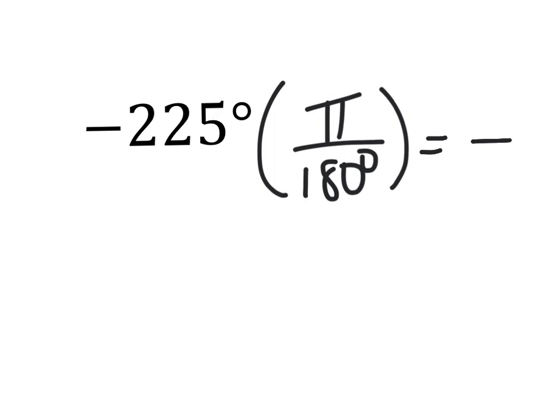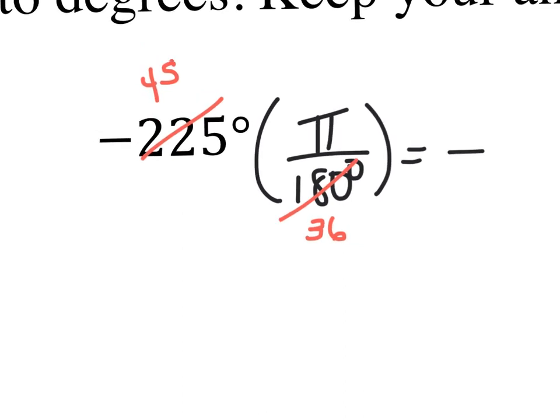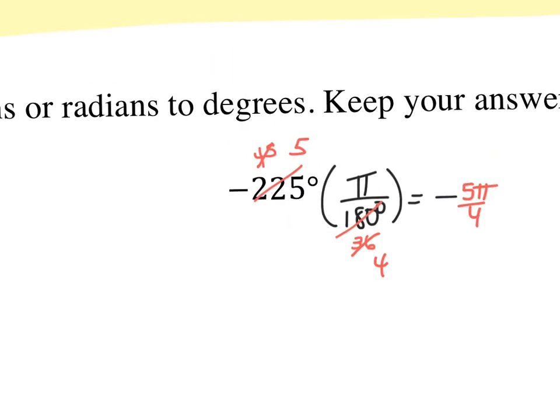What goes into 225 and 180? 5. Okay, 5. Anybody going to tell me? 45. Okay, 45 and 36. Okay. Can I simplify that more? 9. Okay. 9 goes into 45 5 times, and 9 goes into 36 4 times. So I'm left with negative 5 pi over 4. We good? All right, moving on down.